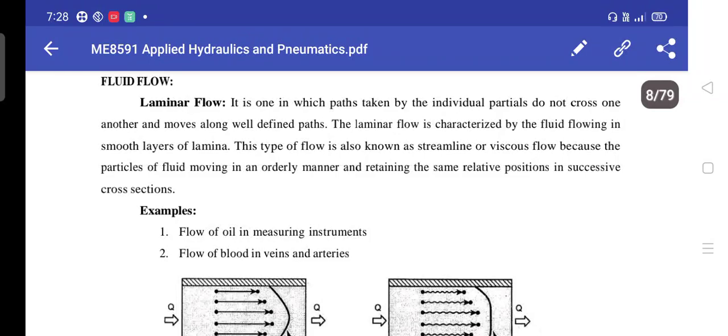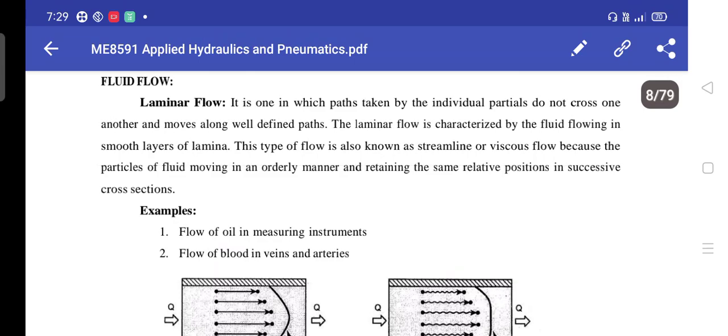Hi friends, today we see about the fluid flows. The first one is the laminar flow. It is one in which paths taken by the individual particles don't cross one another and moves along a well-defined path. The laminar flow is characterized by the fluid flowing in smooth layers or lamina.